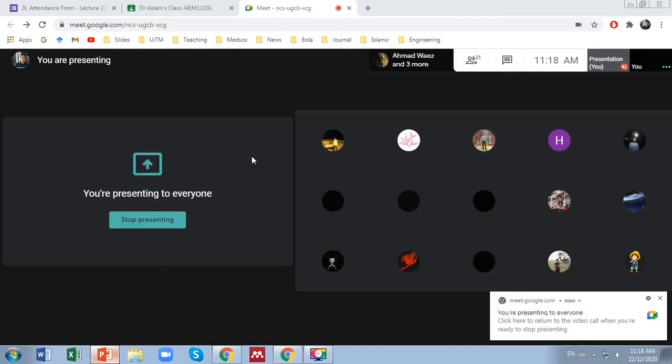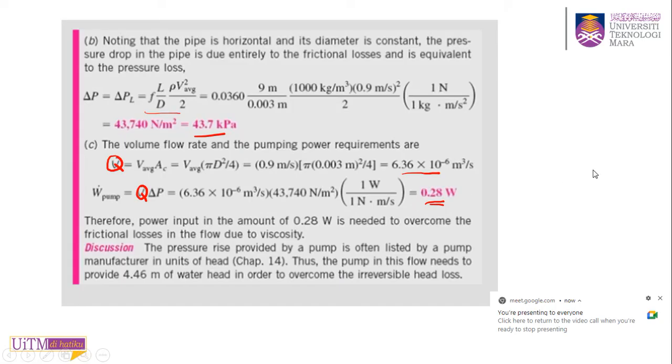So that's how we use the equation, from the Reynolds number equation to the head losses, and you can find your pumping power requirement after that. Any question regarding this example?